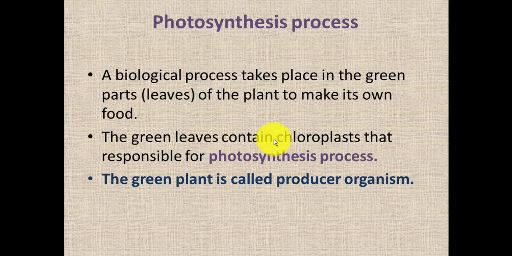The green leaves contain chloroplast or green plastid, as we saw in the plant cell, that's responsible for the photosynthesis process. The green plant is called producer organism. The green plant is called producer. Give reason: because it produces its own food, makes its own food by photosynthesis process.